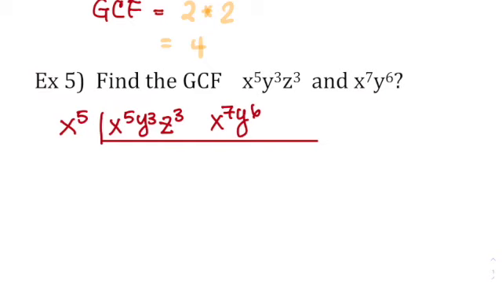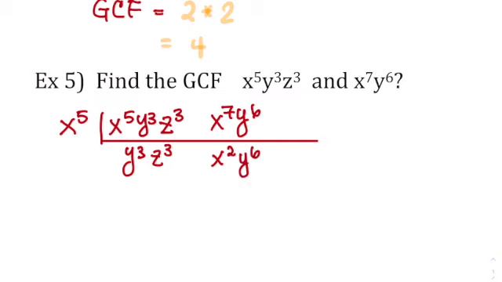So x to the 5th divided by x to the 5th, that's just 1. So we don't really write down 1 times anything. So that's just left with y to the 3rd, z to the 3rd. And the other side, x to the 7th over x to the 5th, by division you're left with x to the 2nd. So y to the 6th has nothing to do with the x to the 5th.